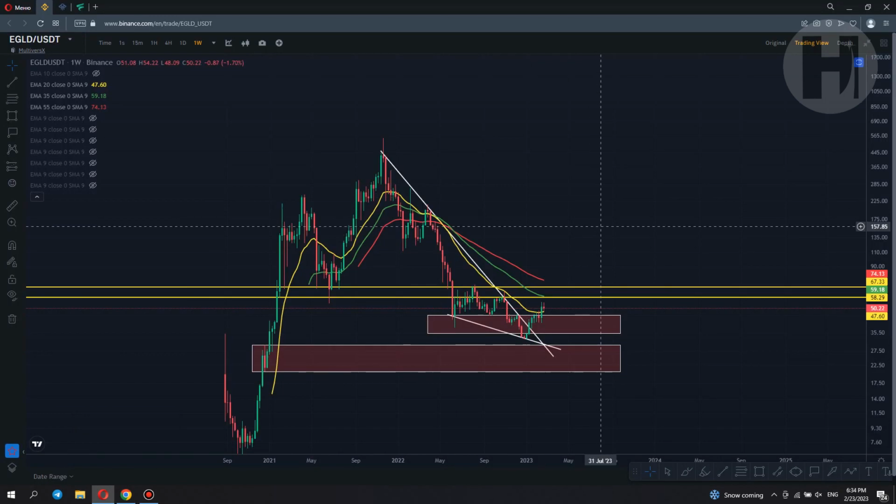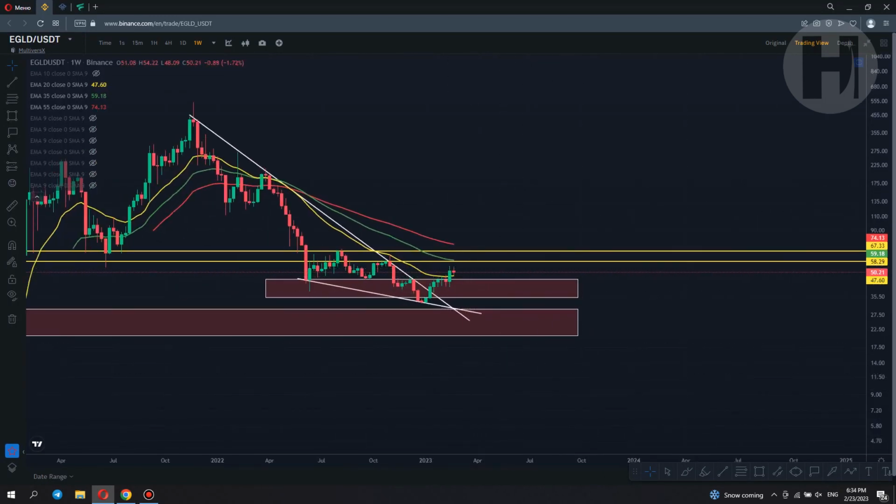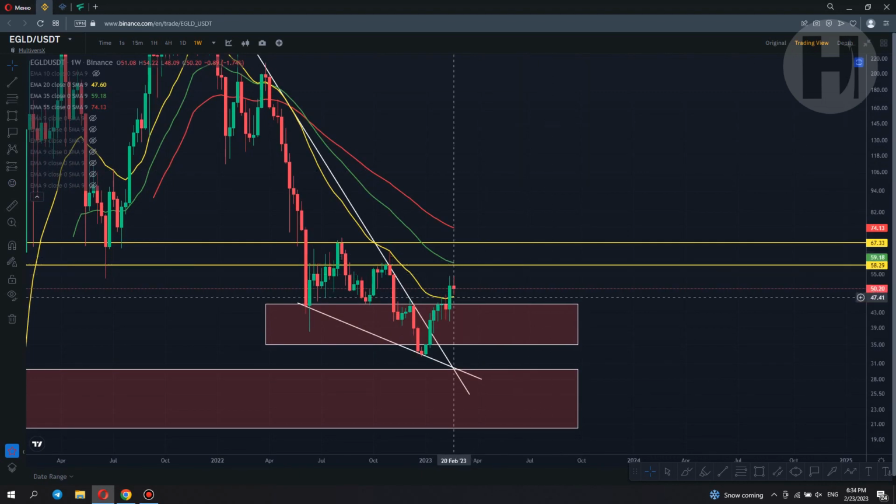Taking a look at the weekly chart on Binance, not a lot of developments here. We're holding above the 20 EMA. That's a major sign, of course. If we hold that as support and we continue up, that's going to be very bullish. So the 20 EMA on the weekly is a good entry.